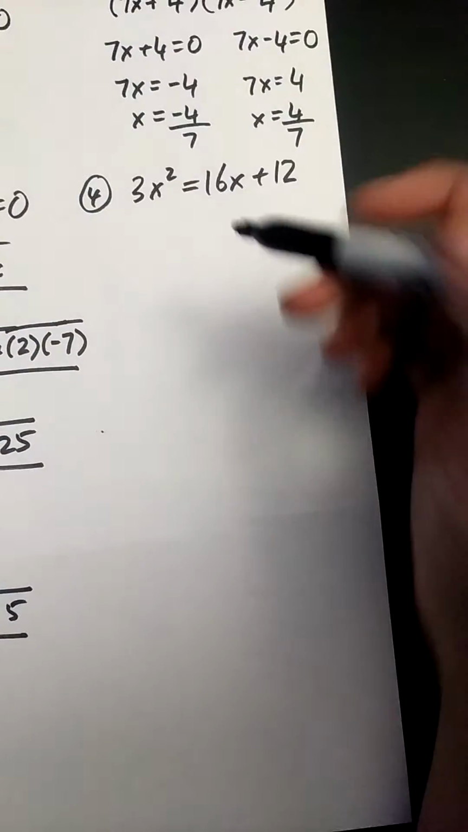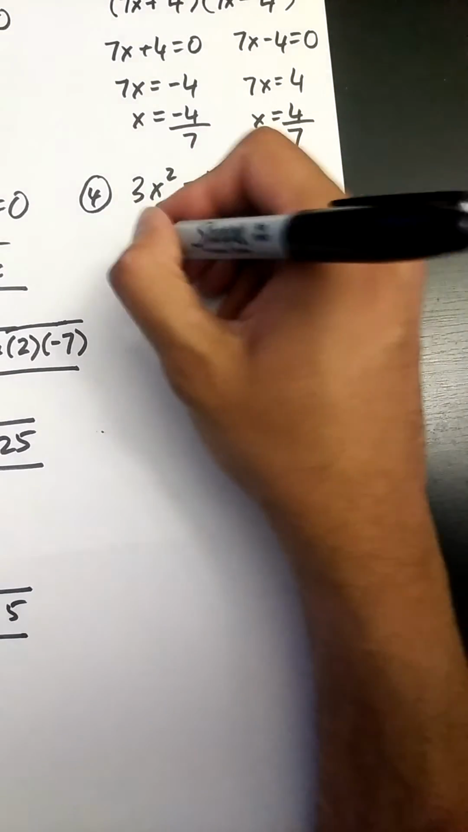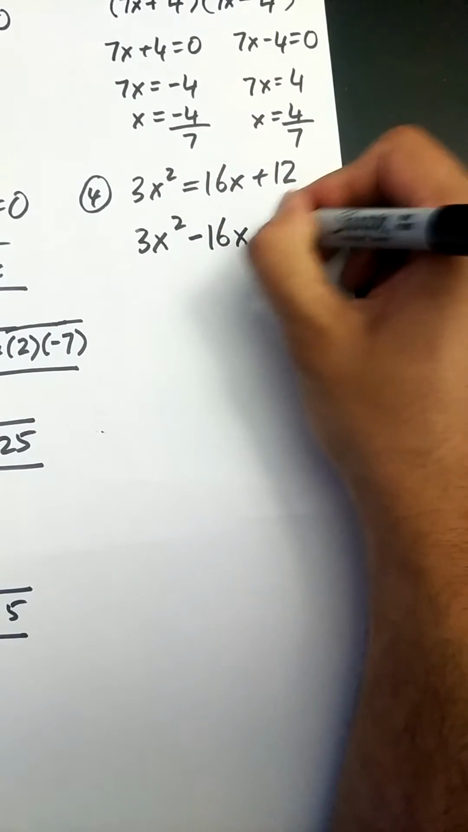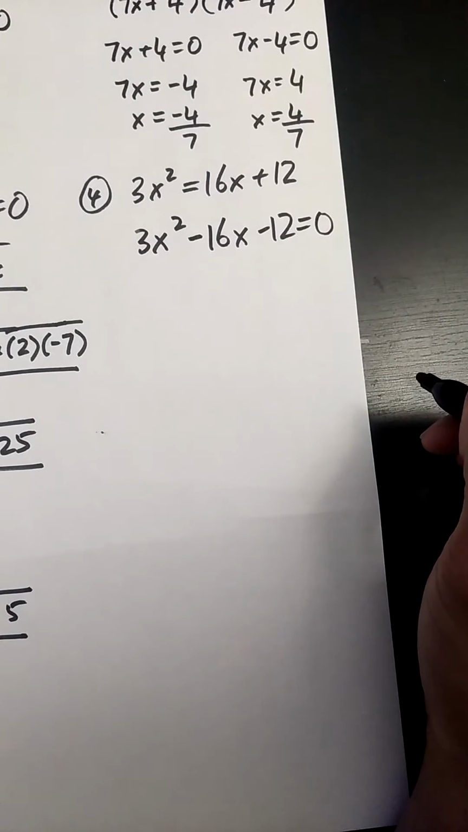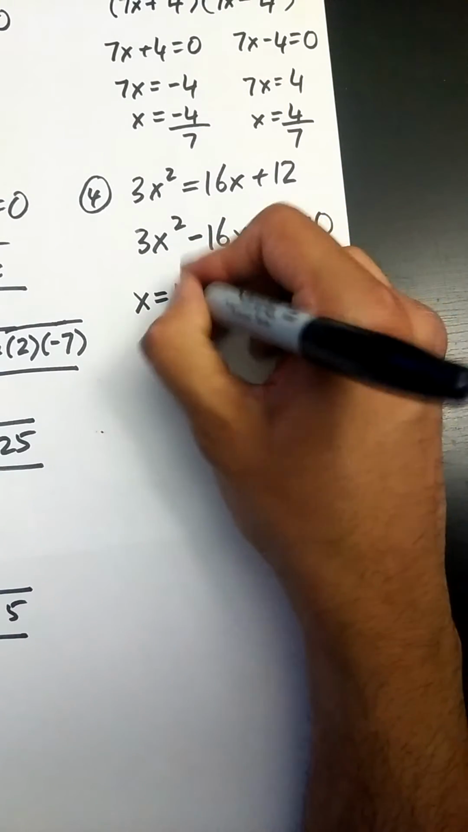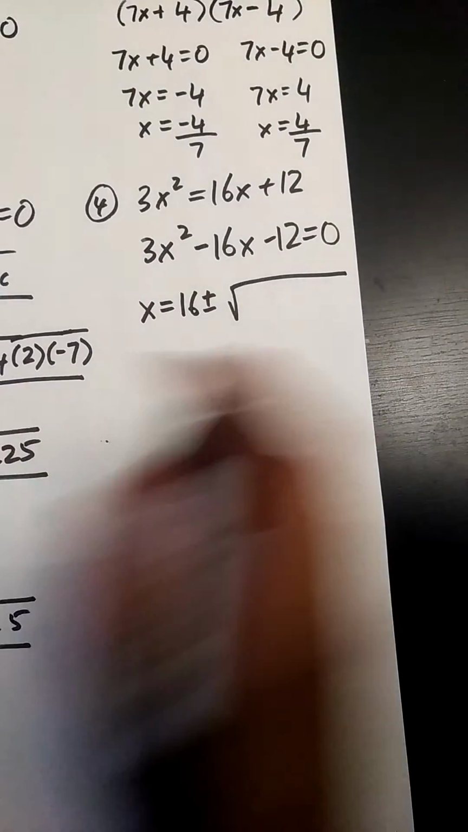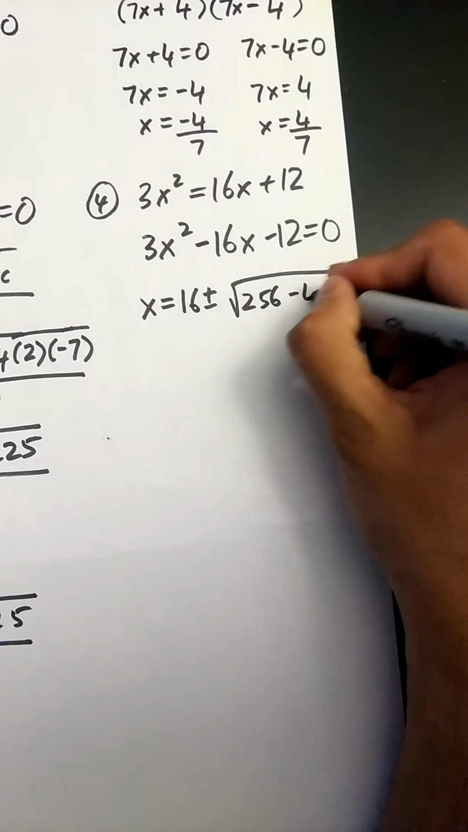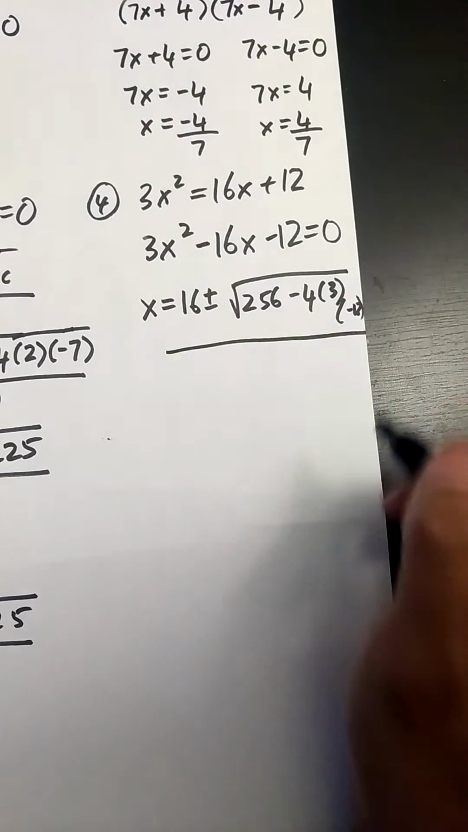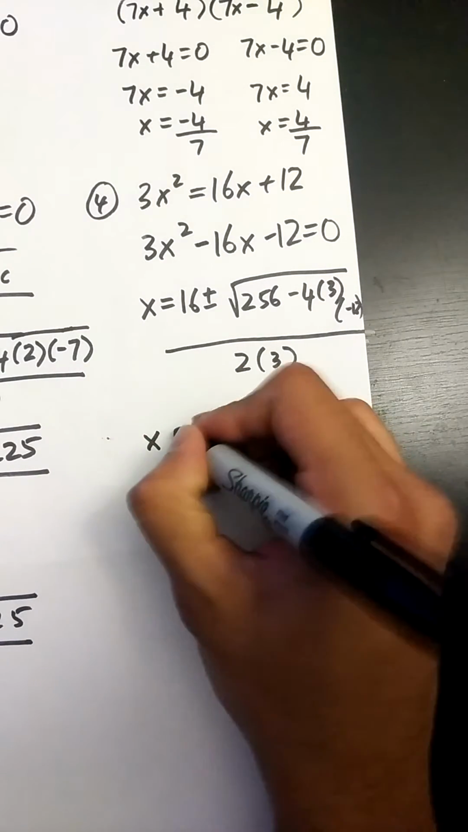If we're taking a last look at this question now, it's pretty similar to the previous one, except we have terms on both sides. So what you want to do is you want to bring all the terms to one side. So 3x squared minus 16x minus 12 equals 0. And then you basically want to solve this again using your quadratic equation. So it's going to be x equals to 16 plus or minus root of 16 squared is 256 minus 4 times a times c divided by 2 times a. And I'm going to split this into two different equations.